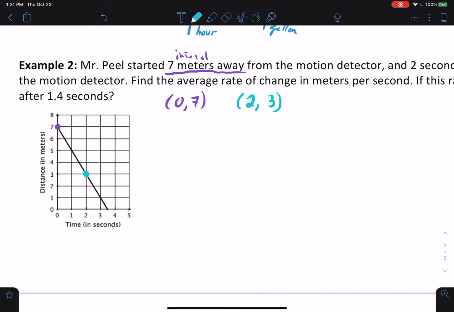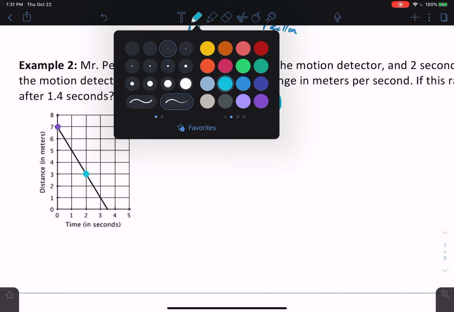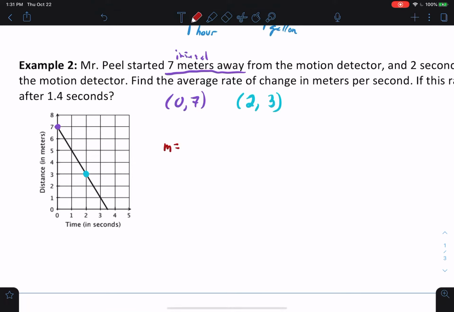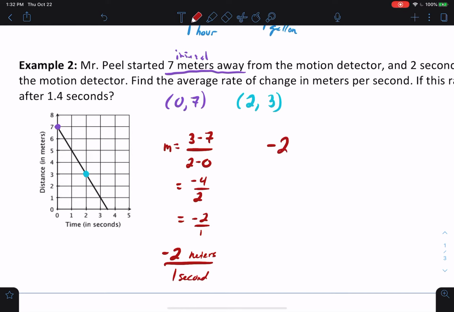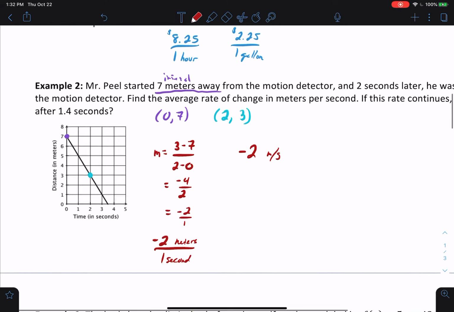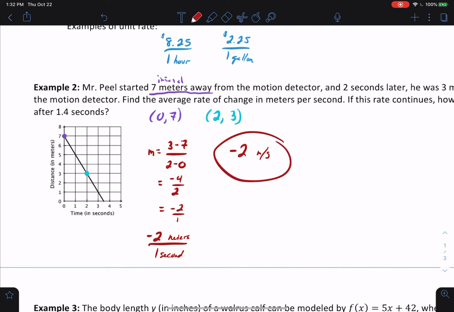So what is my rate of change? What's my slope? So I'm going to do m equals 3 minus 7, subtract the y's, over 2 minus 0, subtract the x's. It's going to be negative 4 over 2, which simplifies to give me negative 2 or negative 2 over 1. All right, so that rate of change is negative 2 meters per 1 second. Okay, you could also see that written as negative 2 meters per second. So this is my rate of change.